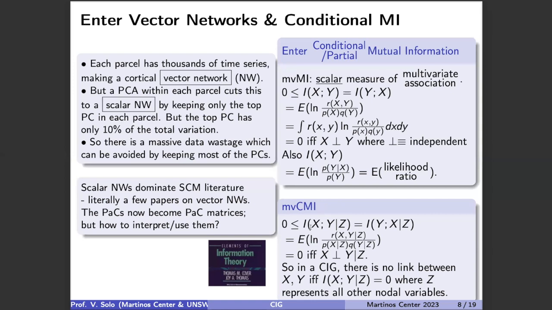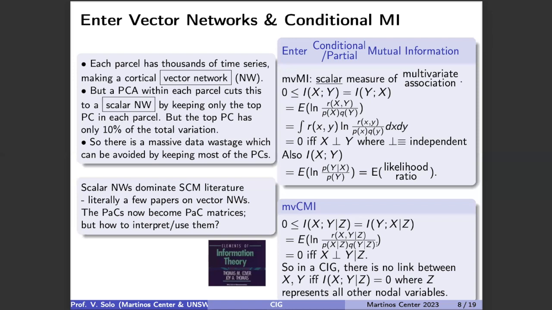Now, I want to get to the multivariate conditional mutual information. It's a simple extension. So the conditional mutual information of two random vectors x, y, given another random vector z, symmetric in x and y, it's the expected value of the log of the ratio of the conditional density of xy given z over the conditional density of x given z multiplied by the conditional density of y given z. And it vanishes if and only if x and y are conditionally independent given z.